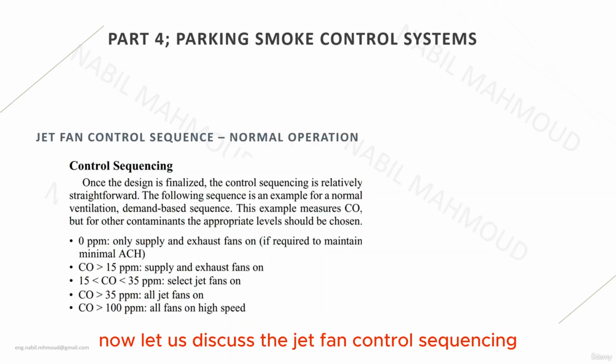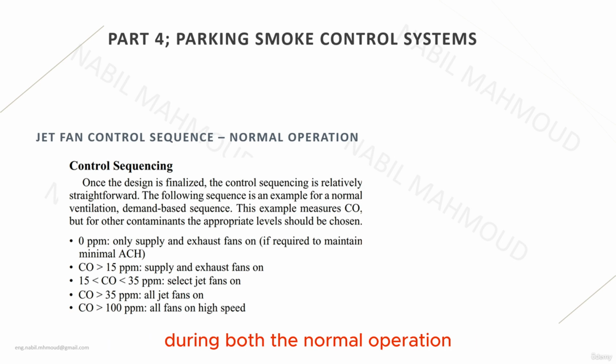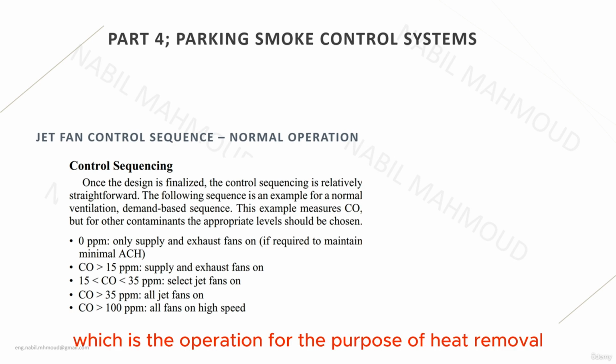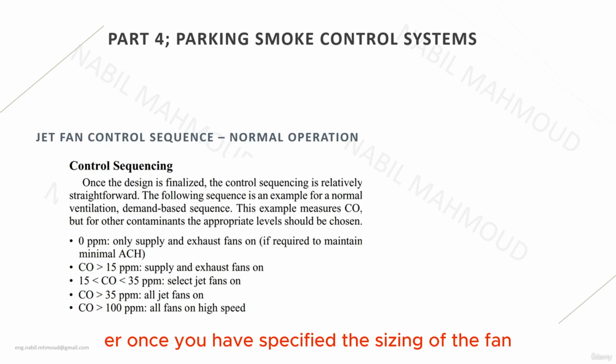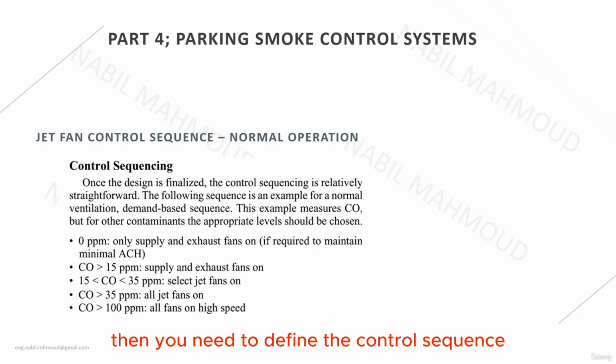Now let us discuss the jet fan control sequencing during the normal operation, which is the pollutant operation, the operation for the purpose of heat removal or carbon monoxide removal or whatever purpose the fan is installed for. Once you have specified the sizing of the fan, the selection of the model, and the spacing of the fan, then you need to define the control sequence.